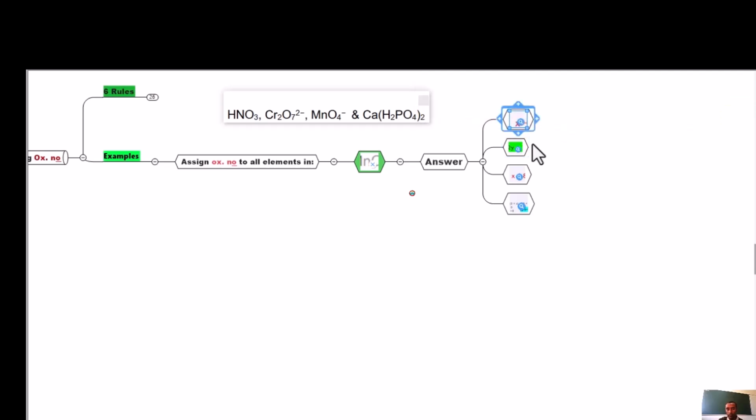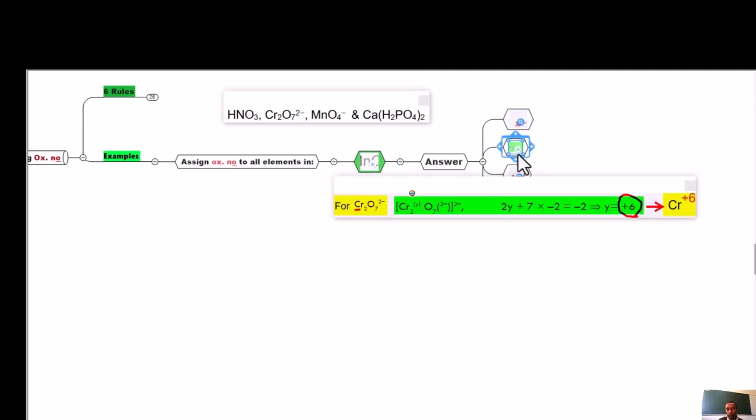Similarly, for chromium, let the oxidation number of chromium be Y, and 2 times Y, 2Y, and the oxidation number for oxygen is minus 2, that is 7 times minus 2, that is minus 14, should equal the charge of the polyatomic ion, that is minus 2. After calculating, Y becomes plus 6, so the oxidation number for chromium is plus 6.